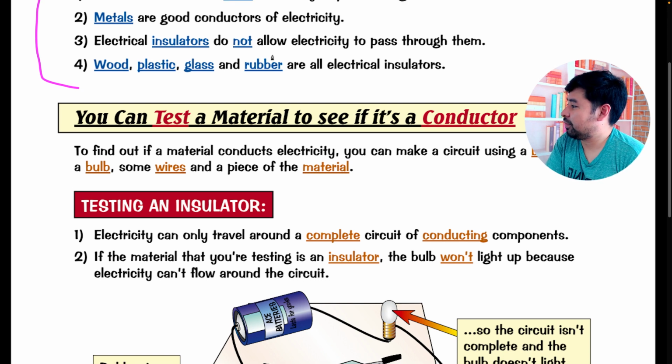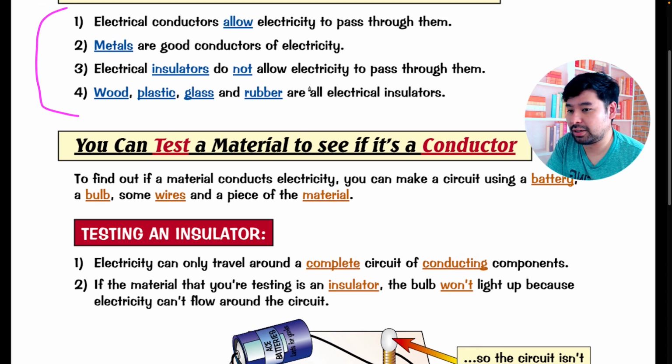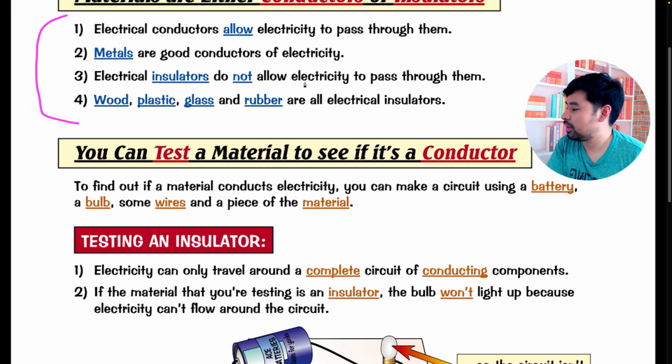So you can test a material to see if it is a conductor. You can make a test, for sure. You can check it out, okay? So let's see that closer. So follow me. To find out, we have a phrasal verb here, to discover. To find out if a material conducts electricity, you can make a circuit using a battery, a bulb, some wires, and a piece of material, okay?